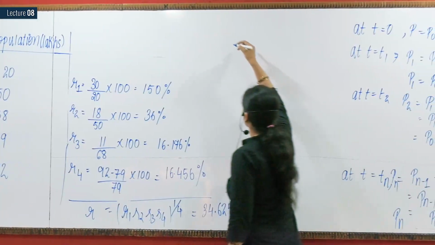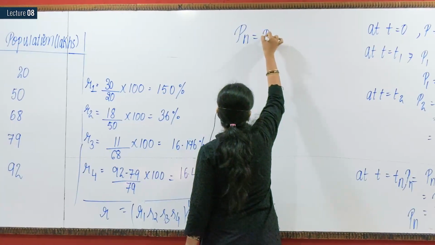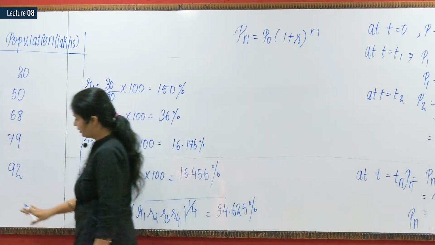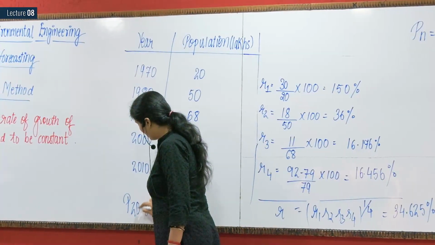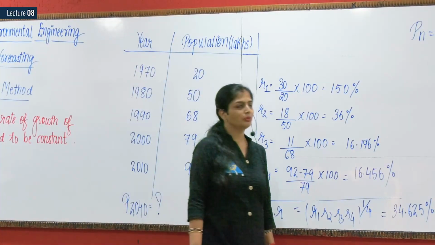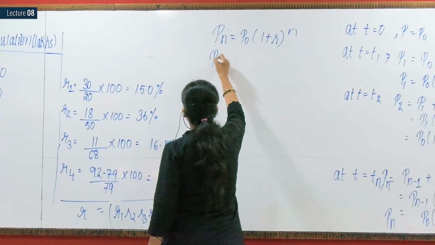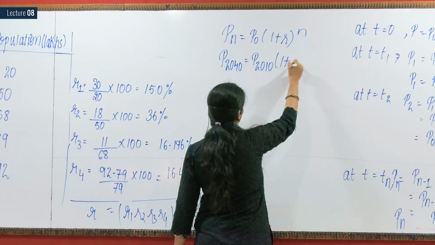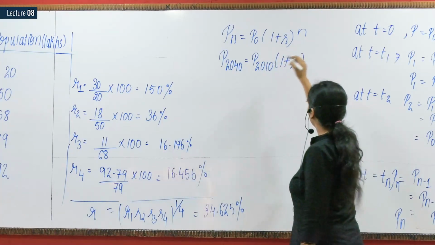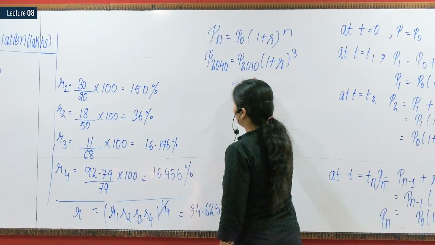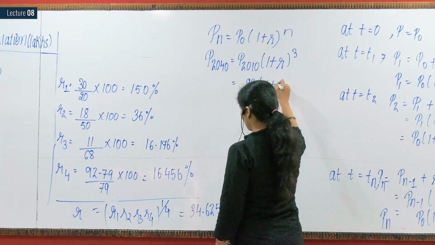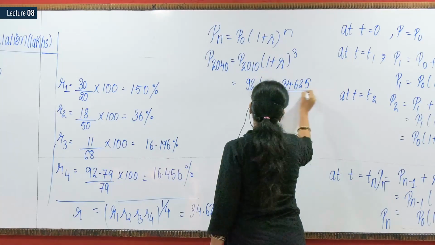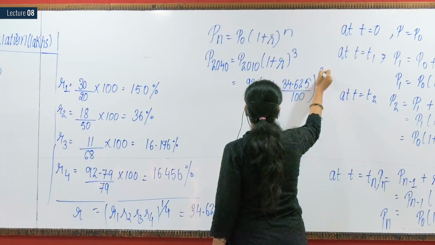So, this value you will substitute in that equation, Pn is equal to P0 (1 plus R) to the power n. Now, let us suppose I take a larger value, like you want to know the population in 2040. Population at 2040 will be the population in 2010 times (1 plus R) to the power of the difference, which is 30 years, that is 3 decades. Population in 2010 is 92 lakhs, and R is 34.625, so we divide it by 100, to the power 3.